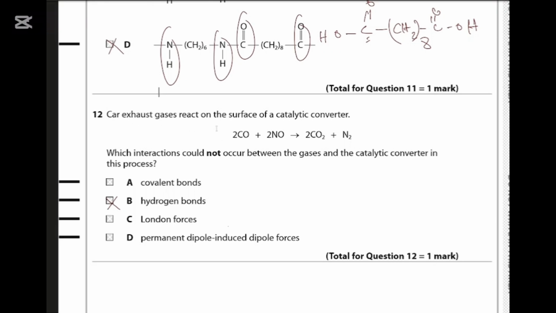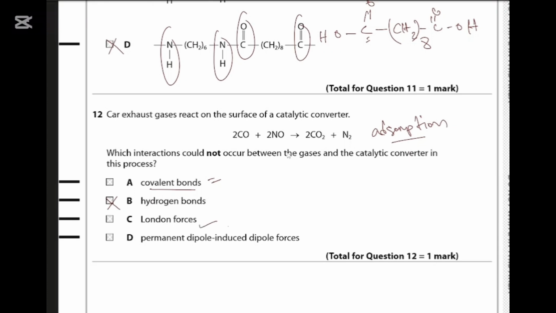Car exhaust gases react on the surface of a catalytic converter. Which interactions could not occur between the gases and the catalytic converter in this process? Okay, so covalent bonds could react, because in the catalytic converter we know adsorption happens, and covalent bonds could be broken down during adsorption.